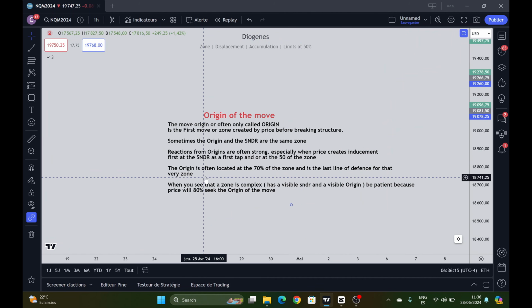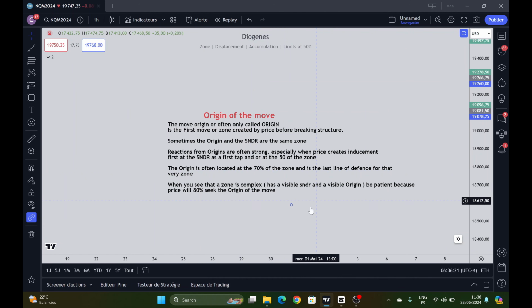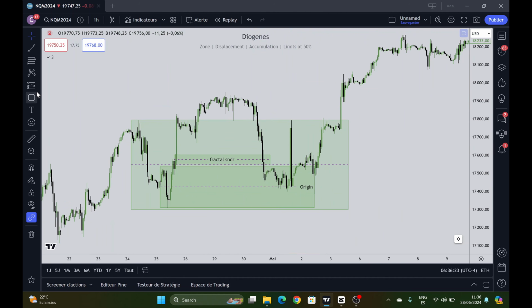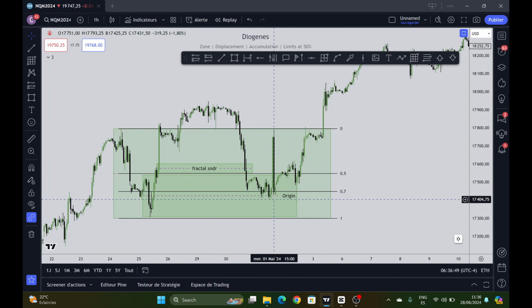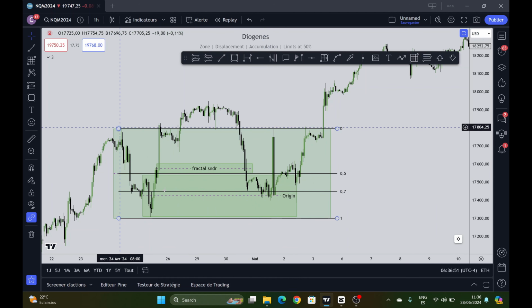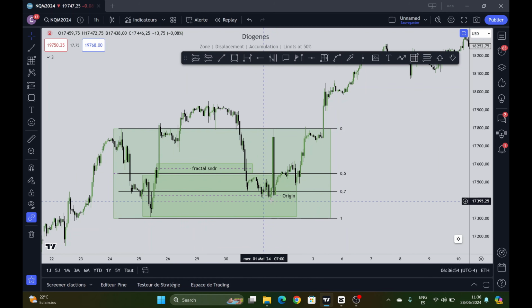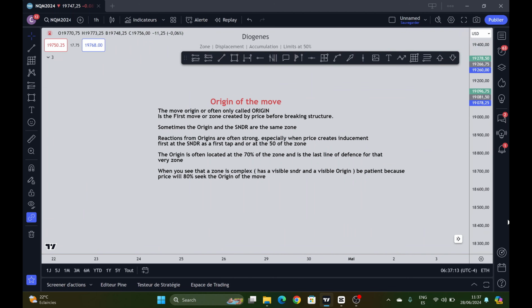The origin is often located at the 70% of the zone and is the last line of defense for that very zone. So, example, look at how price started at the 70% of this zone, which was also somehow very close to the 50% of the origin. When you see that a zone is complex, and by complex I mean that it has a visible SNDR and a visible origin, I want you to be patient because price will 80% of the time seek the origin of the move.